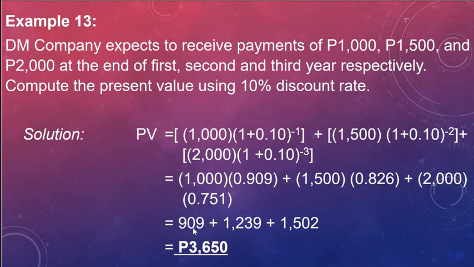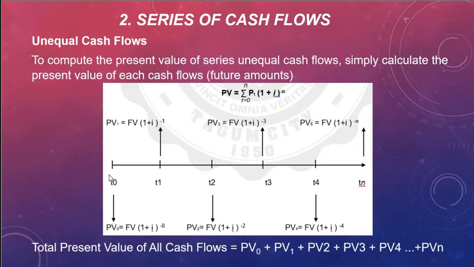So, yung 1,000 na matatanggap mo after 1 year is worth 909 today. Yung 1,500 na matatanggap mo at the end of the second year is worth 1,239 today, no? And lastly, yung 2,000 na matatanggap mo at the end of the third year is only worth 1,502 if you receive it today. So the total present value is 3,650.